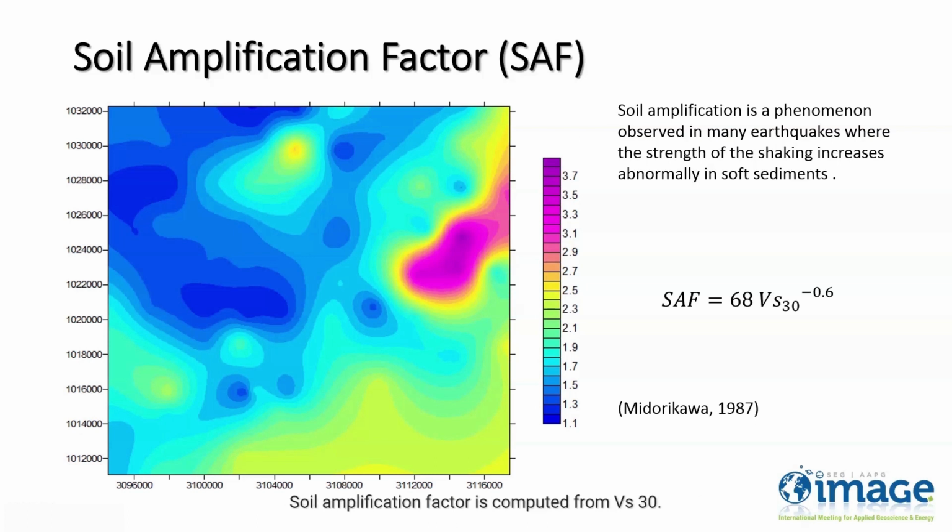Soil amplification factor is computed from VS30, that is the average shear wave velocity of the top 30 meters, using the given empirical relation. This is the color map of soil amplification factor for the study area. It indicates that this pink region is highly unstable as it has the highest soil amplification factor. In general, the southeastern region has a higher soil amplification factor, which decreases as we move towards the northwest.